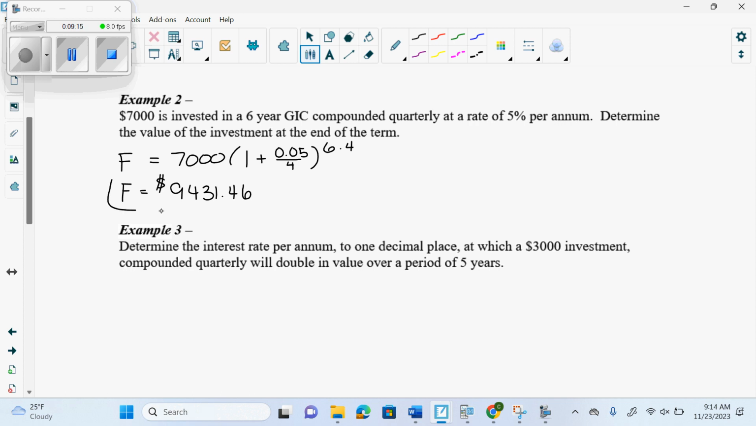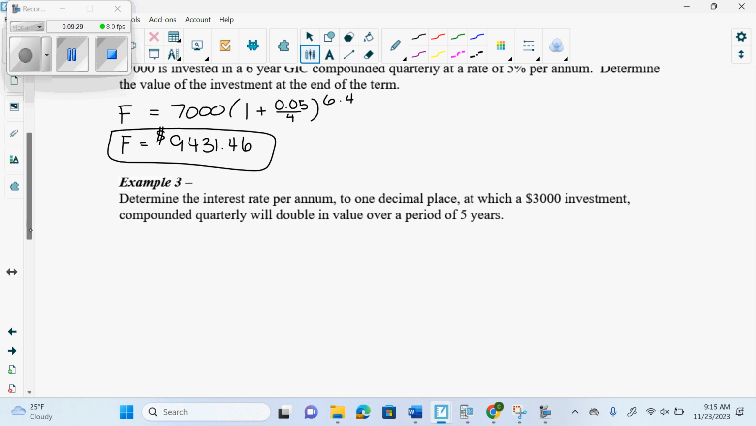And then we box it because we're loud and proud, and then we write a sentence, which would say, the value of the investment at the end of the 6-year GIC, 6-year term, would be 9,431.46. Okay. Determine the interest rate. So they want the little i to 1 decimal place. Interest rate per annum, as a percent, at which 3,000 compounded quarterly will double over 5 years.